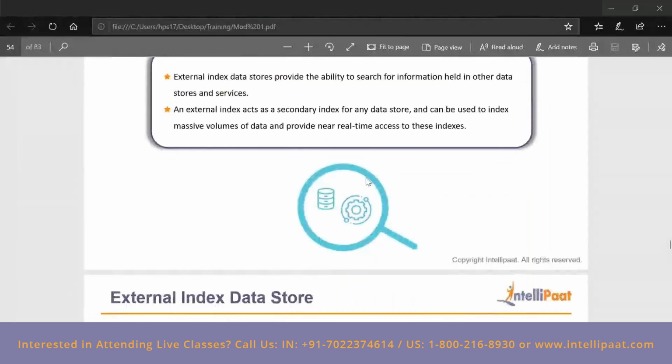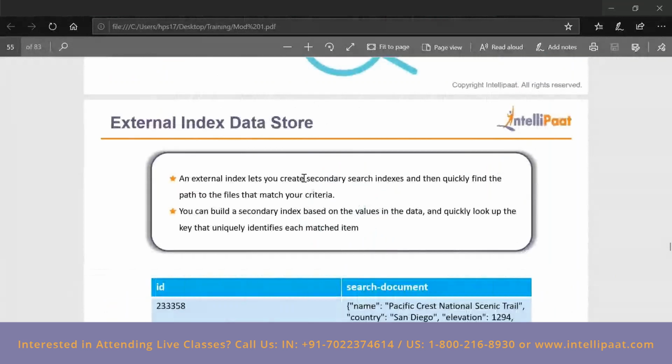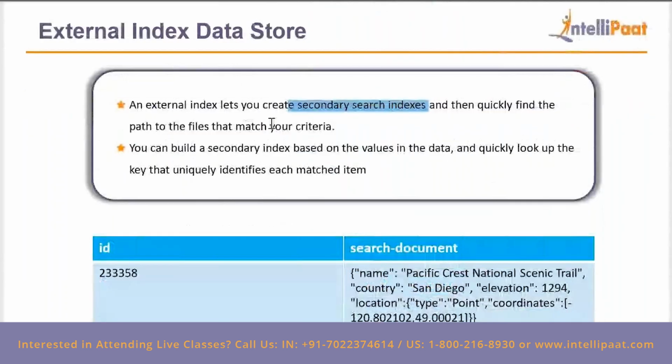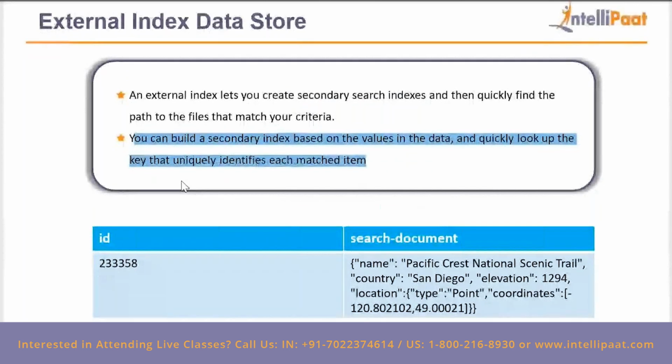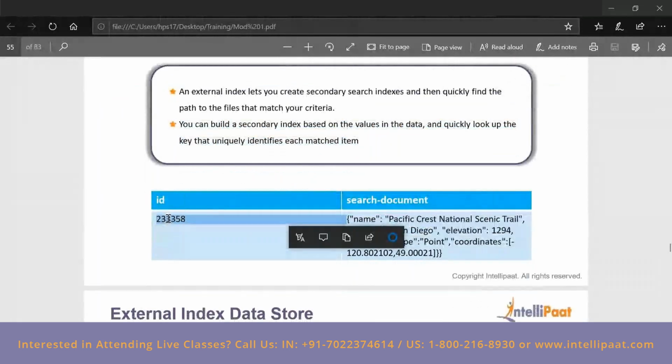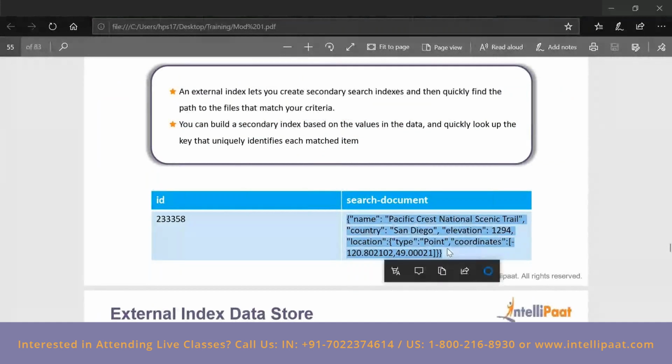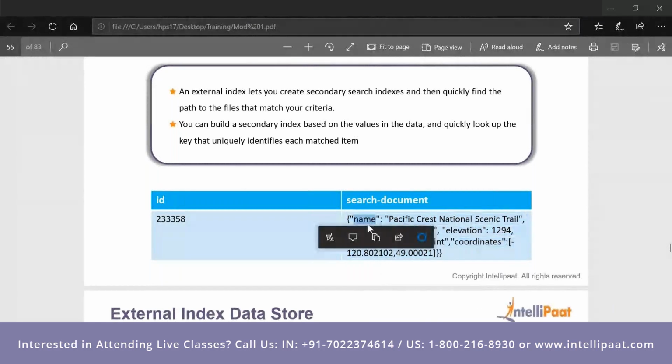An external index lets you create secondary search indexes and then quickly find the path to files that match your criteria. You can build a secondary index based on the values in the data and quickly look up the key that uniquely identifies it. So you have an ID and you create a search document with the details on which you will be searching. Say a data set has a lot of data, but you know it will always be searched on a name or on a country or location. So you create a search on this and then the search is maintained.